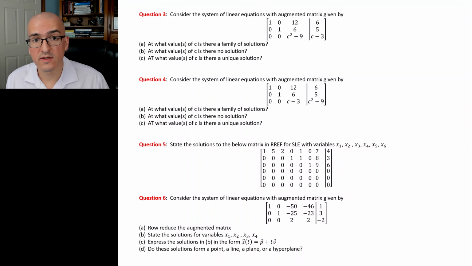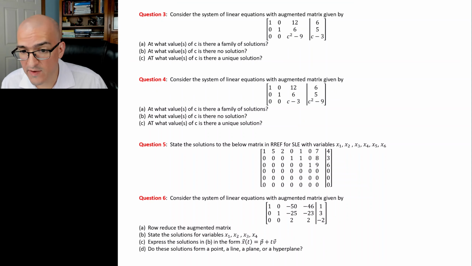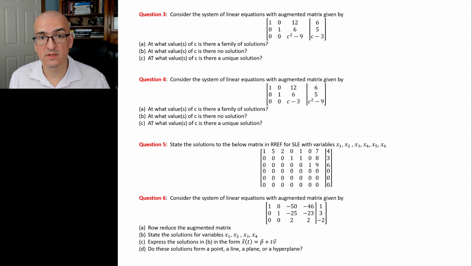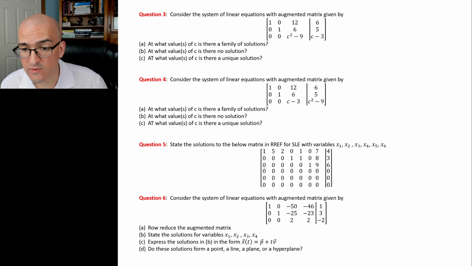Number 6, you have to row reduce it. It's not hard. I'll give you a hint. Start by dividing row 3 by 2, and then go from there. Then you have to state what the solutions are. You have to state your solutions in the form that we just did for one of the examples, the thing I added at the end in orange, and then geometrically interpret what that means.